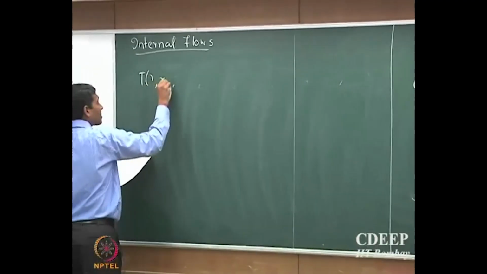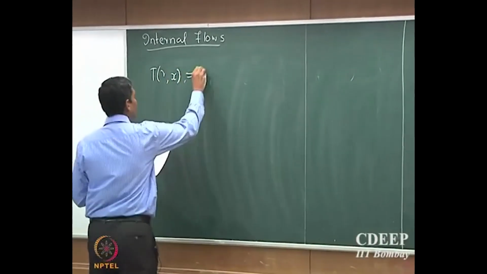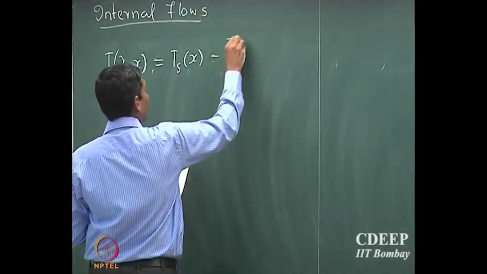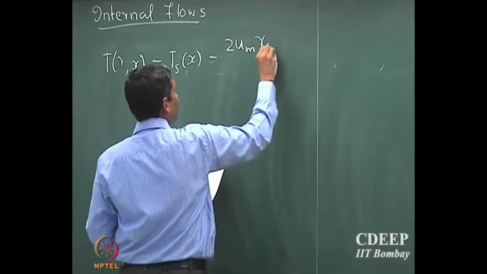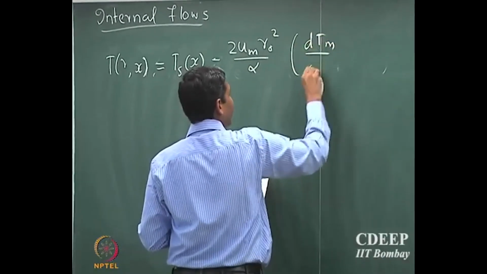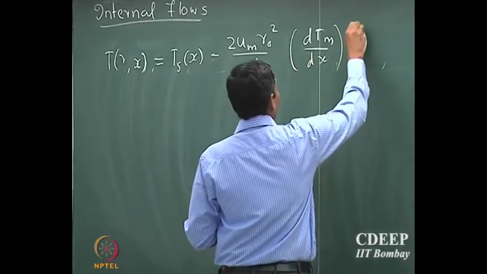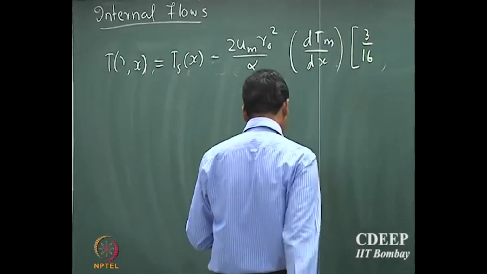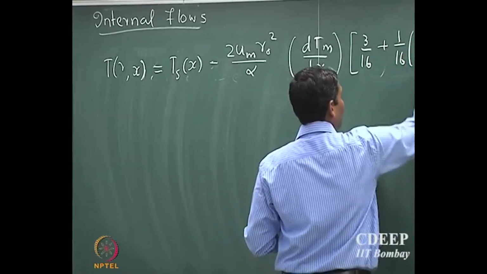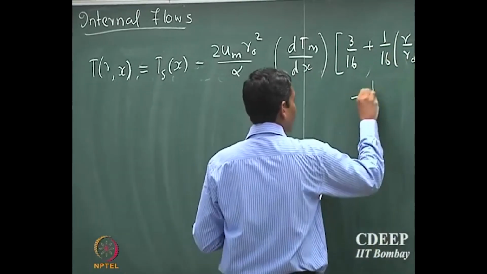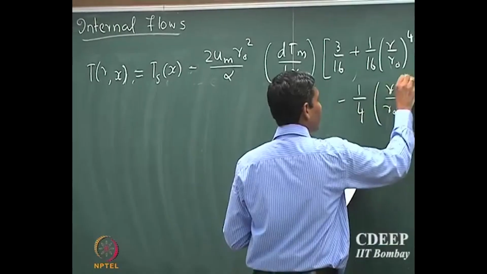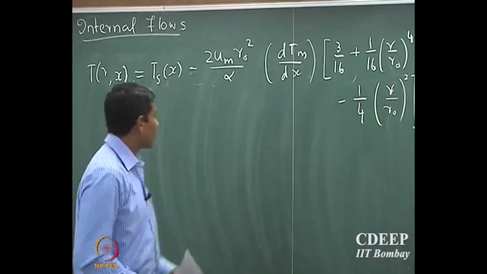T of r comma x should be equal to Ts at any x location minus 2 um r naught square by alpha into dTm by dx, multiplied by 3 by 16 plus 1 by 16 (r by r naught) to the power of 4 minus 1 by 4 (r by r naught) to the power of 2. Okay, so that's the expression.